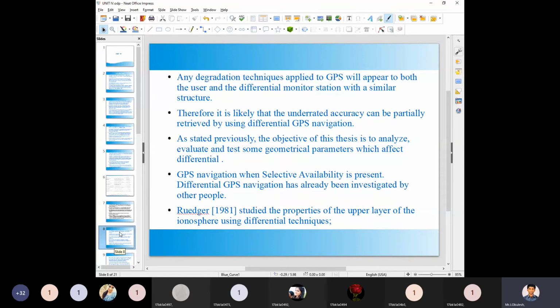As stated previously, the objective of this DGPS is to analyze, evaluate, and test some geometrical parameters which affect differential GPS navigation.